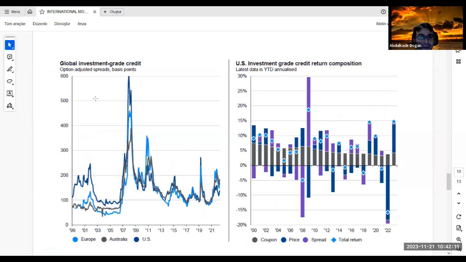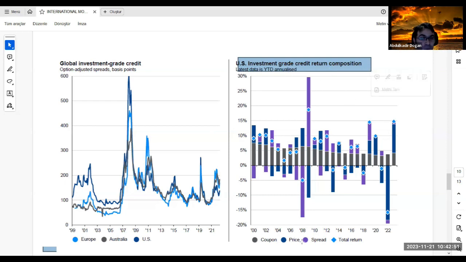And here is what I have: global investment grade credit in Europe, in Australia, and in the United States. Please look at this. By the way, this is basis points. A basis point means 1 over 10,000, so it is a small number. This 200 does not mean 200 percent; this is basis points, 0.02. Okay, 0.02. And here is the US investment grade credit return composition.